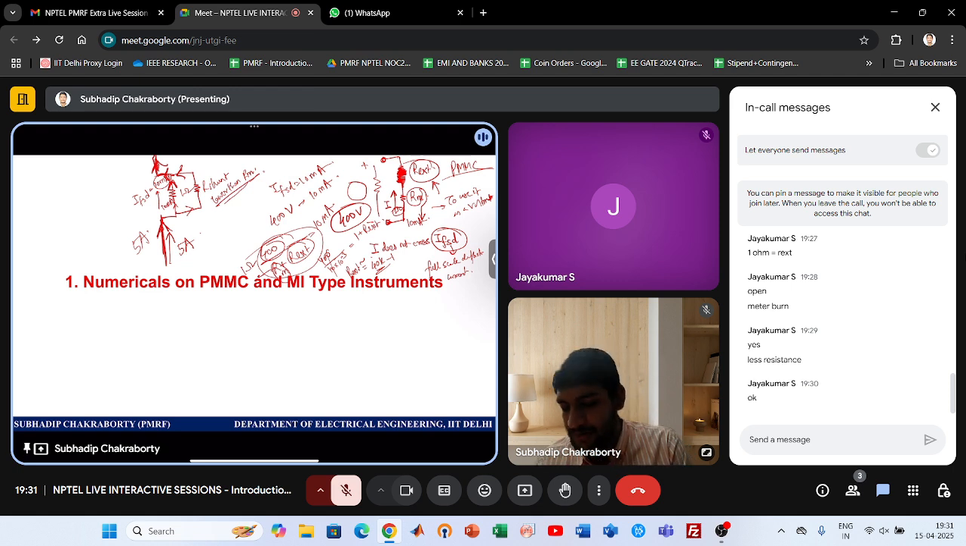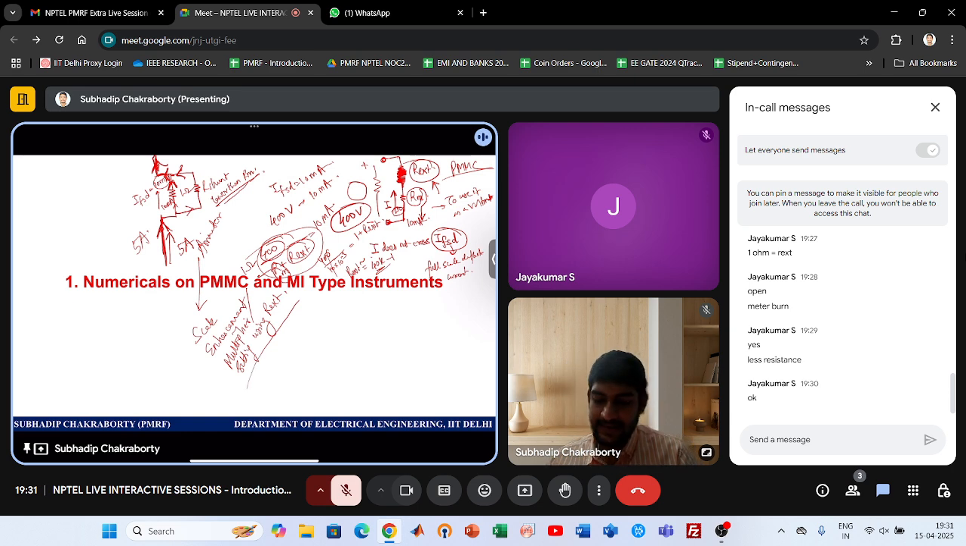So you know how to use it as an ammeter or voltmeter. And this technique is scale enhancement, or multiplier setting, using R external, right? So let's solve a numerical on that.